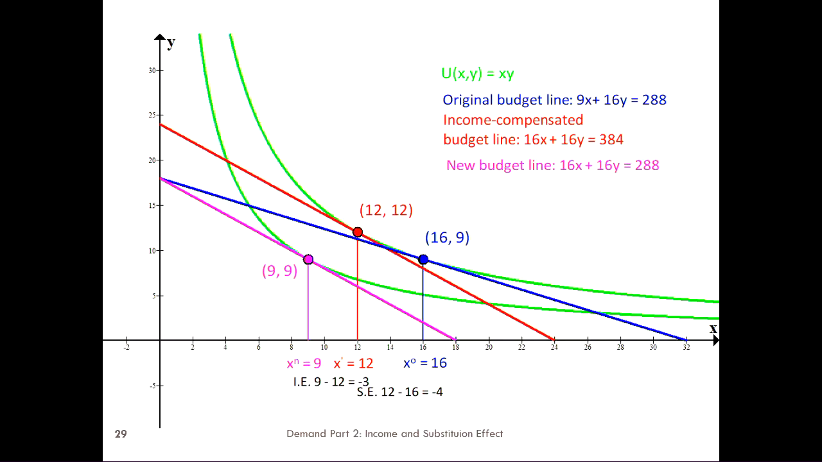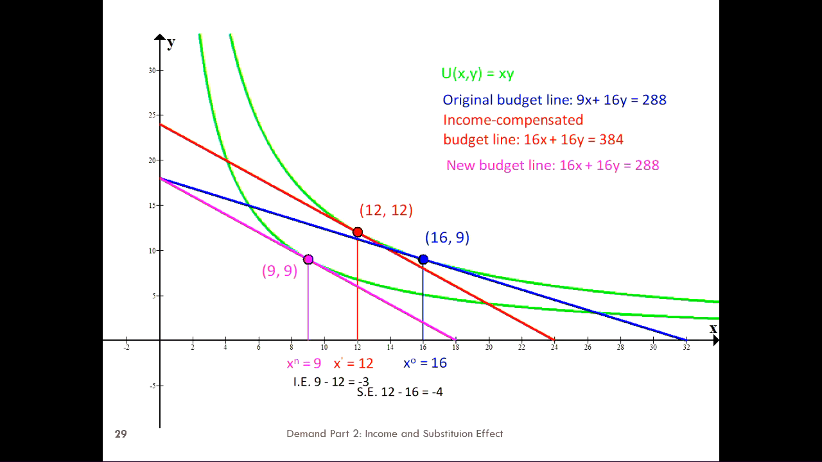So we can see the substitution effect is 12 minus 16, which is minus 4. So 4 units of that fall in demand of X was due to the substitution effect. And then the remainder is the income effect. Going from 384 hypothetical dollars to our actual 288 nominal income, demand falls from 12 to 9. So the income effect, 9 minus 12, is minus 3. So 3 units of the fall was due to the income effect. All right, so that's how we split out the substitution and income effect.